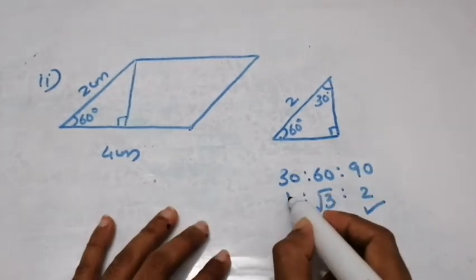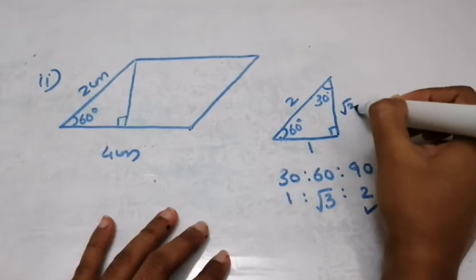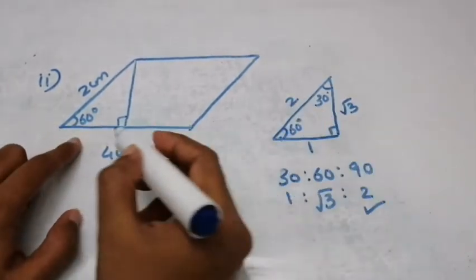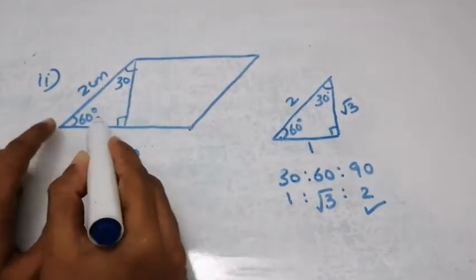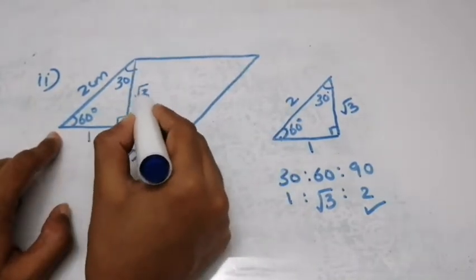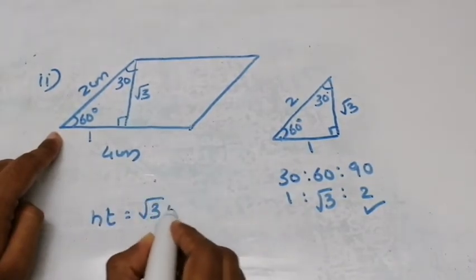Then what is opposite to 30 degree? It is 1, and opposite to 60 degree is root 3. So just mark all those things in the figure. So here we know this is 30 degree. So opposite to 30 degree is 1 and opposite to 60 degree is root 3. So we got the height of this parallelogram as root 3 centimeter.